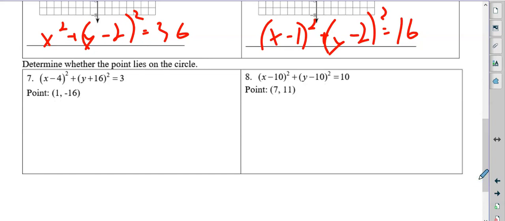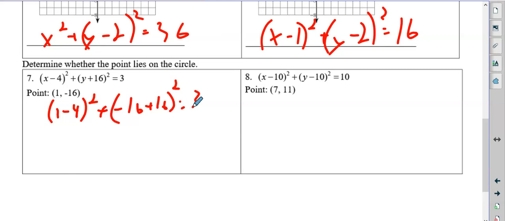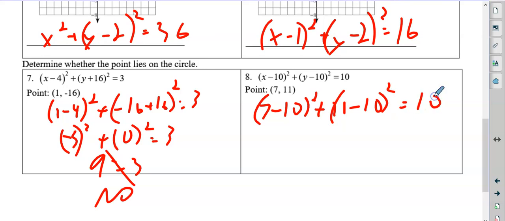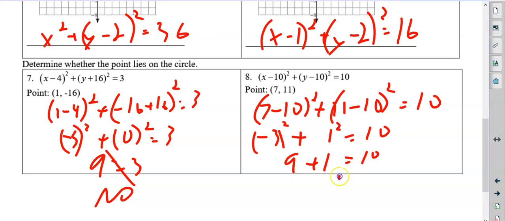Determine whether the point lies on the circle. So we just plug the numbers in. So 1 minus 4 squared plus -16 plus 16 squared equals 3. So this is negative 3 squared plus 0 squared equals 3. 9 equal to 3? Not true, so no. 7 minus 10 squared plus 11 minus 10 squared equals 10. This is negative 3 squared plus 1 squared equals 10. That's 9 plus 1 equals 10. 10 is equal to 10. Check. So that is yes, and we are done.